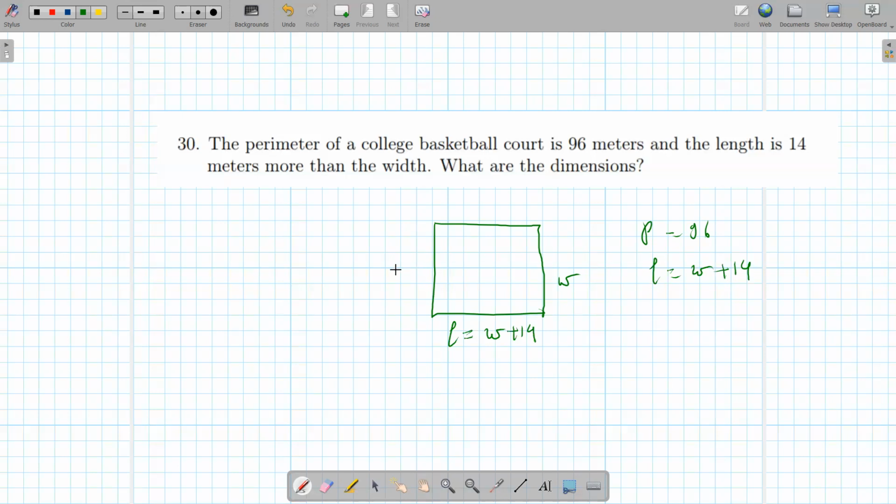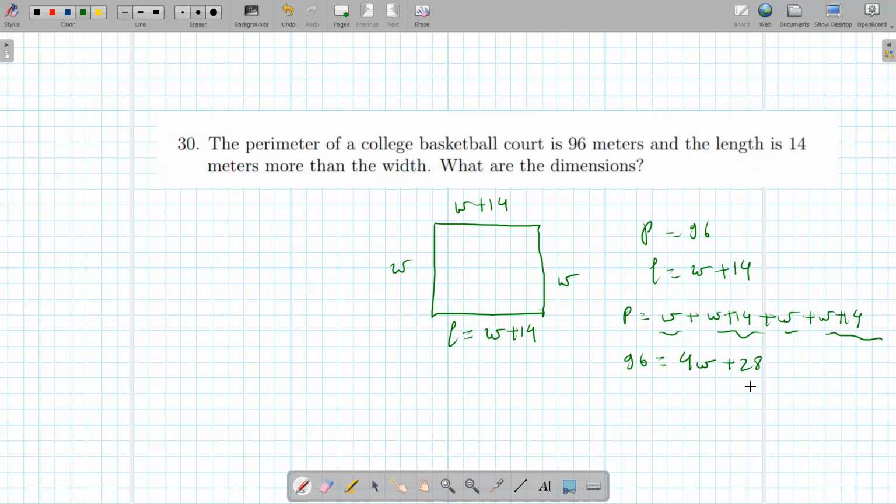Perimeter is when you add all four sides. So perimeter equals W plus 14 plus W plus 14 — one side, two sides, three sides, four sides. And we know P is 96. Then we collect like terms on the right-hand side. You get 4W plus 28.